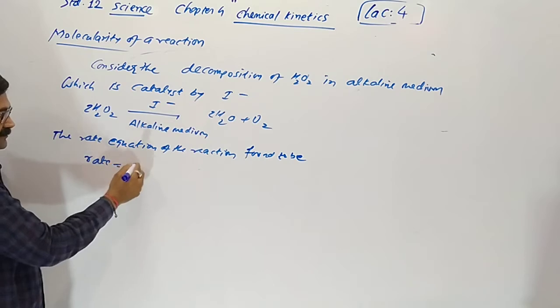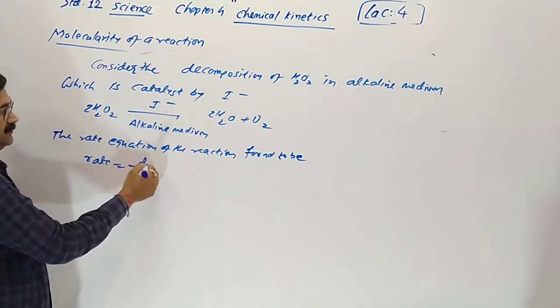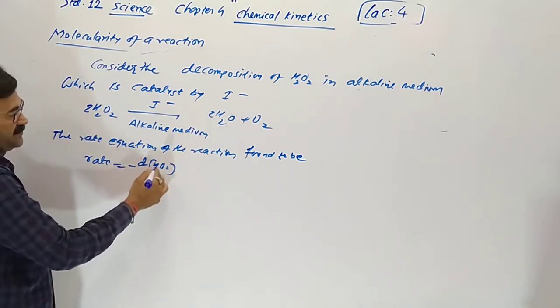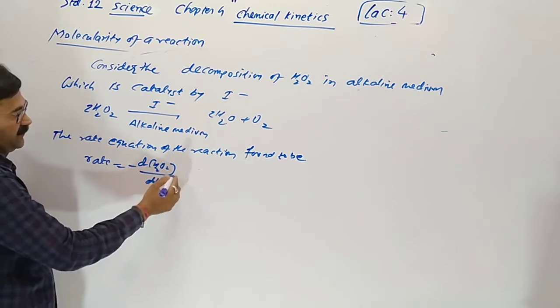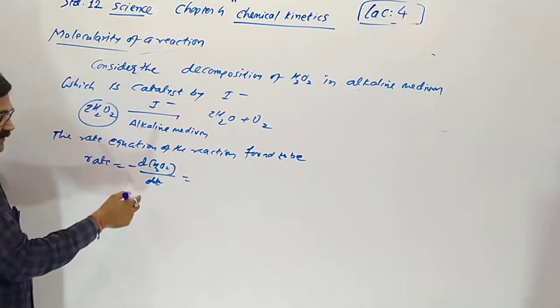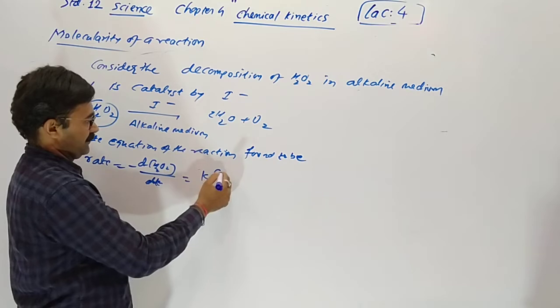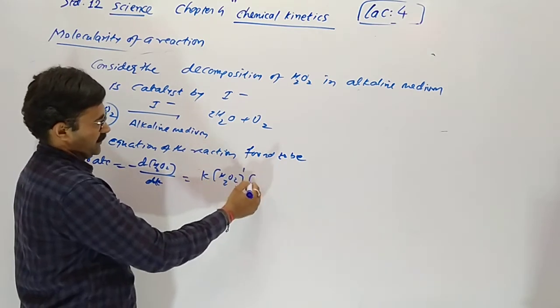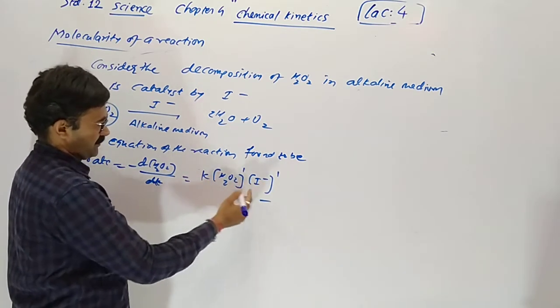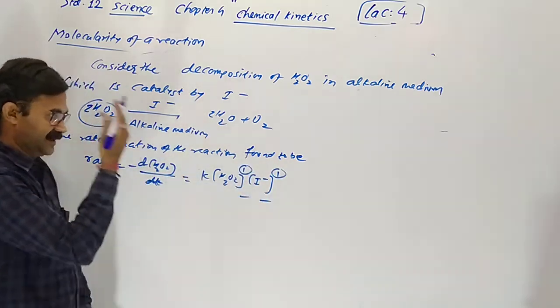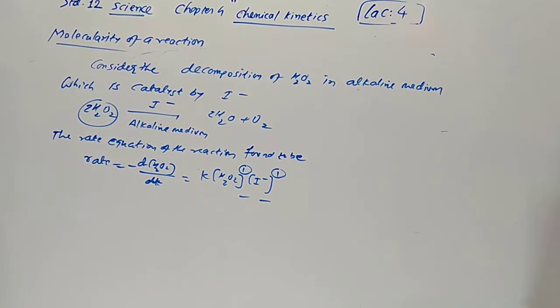rate, in differential equation derivative form, d[H2O2] upon dt is equal to K [H2O2] raised to 1 [I minus] raised to 1. This exponent is derived practically, we have to remember. This reaction is first order with respect to both H2O2 and I minus.